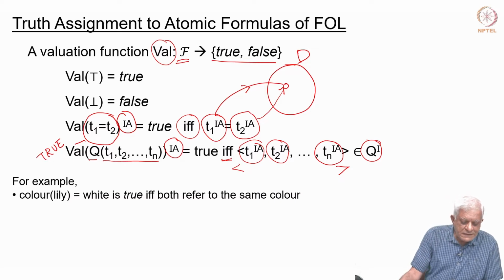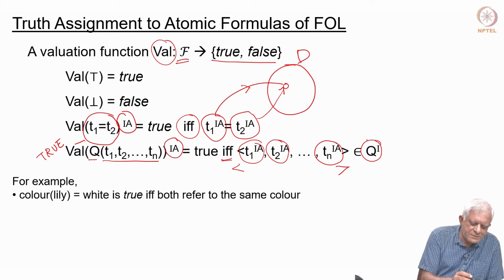We say color lily equal to white is true. So, before we do that, you must figure out, we have not yet come at a convention as to how we will distinguish function names from predicate names. One way to do it is to use capitalized names for predicate names and lowercase names for function names. So, that is of course, a syntactic way of doing that.